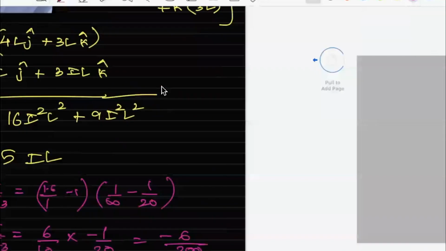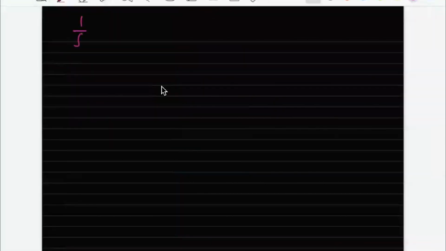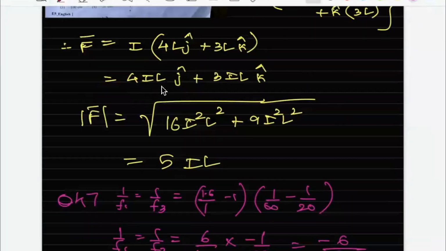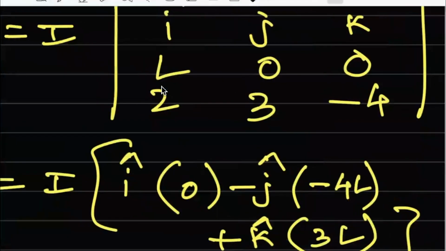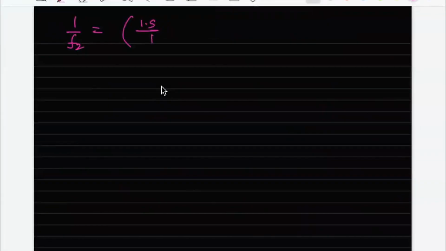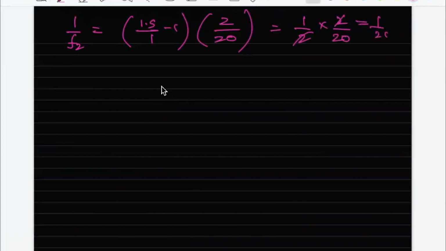Okay. And what about F2? So let's find that out. 1 upon F2, that would be mu2 upon mu1 minus 1, times 1 by R1 plus 1 by R2. The outside was 1.5 before, now for this lens the inside medium is 1.5. So 1.5 upon 1 minus 1, and 1 by R1 plus 1 by R2. So both are 20. So this is going to become 2 by 20. So I have 0.5 and 2 by 20, positive 1 by 20.